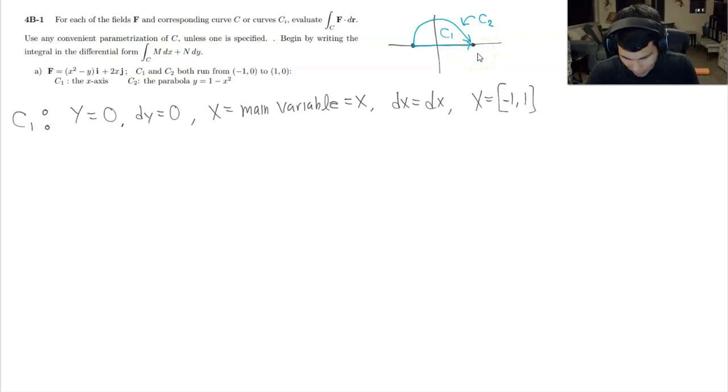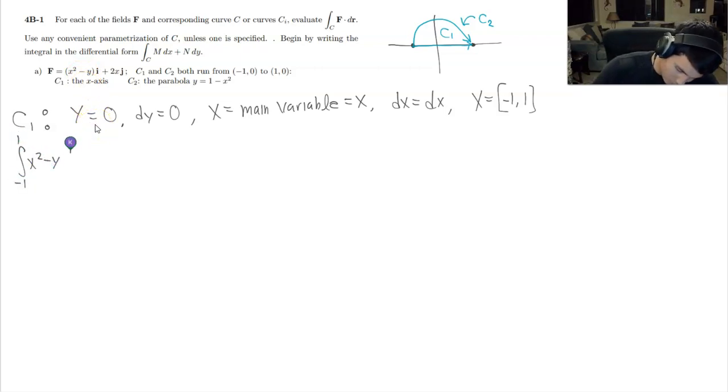Okay, so now we can recreate our integral. So m is x squared minus y. And we'll just write the bounds. Dx, and n is 2x. And that's dy.